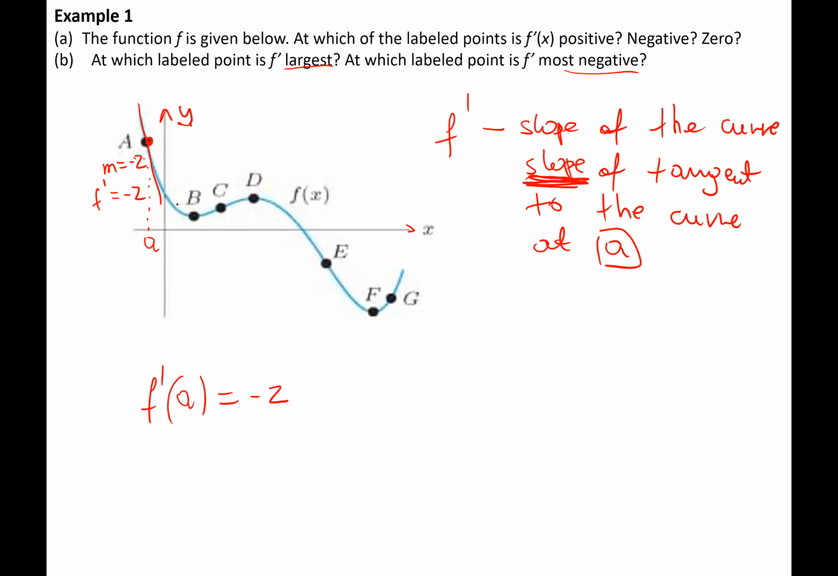Okay, what about B? Can you tell me what is the value of the derivative at B? Oh, that's quite easy. Do you see the line? Do you see the slope? It's 0. Horizontal lines have slope 0. That means at B it is 0. Now we have C, D, E, and F.